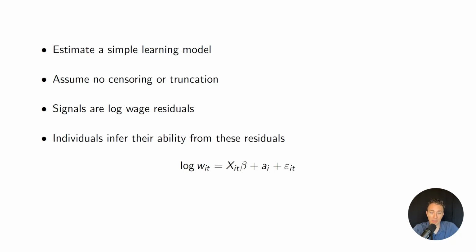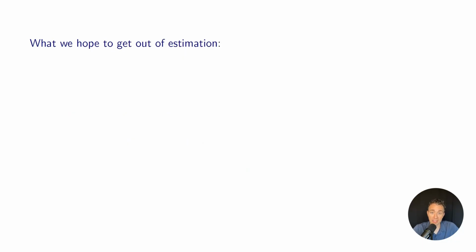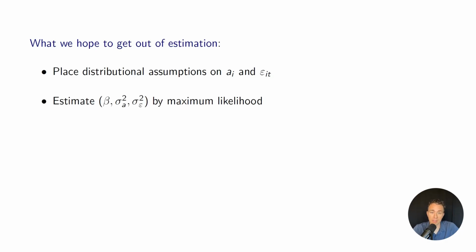We're making this as simple as possible econometrically so that we can point out how to empirically apply these learning models. So what do we hope to get out of this estimation? Well, we hope to, by placing distributional assumptions on a sub i and epsilon sub it, estimate the parameters of the learning model by maximum likelihood. And the key parameters we're trying to estimate are the slope coefficients and the two variance components. And we can estimate these by maximum likelihood.